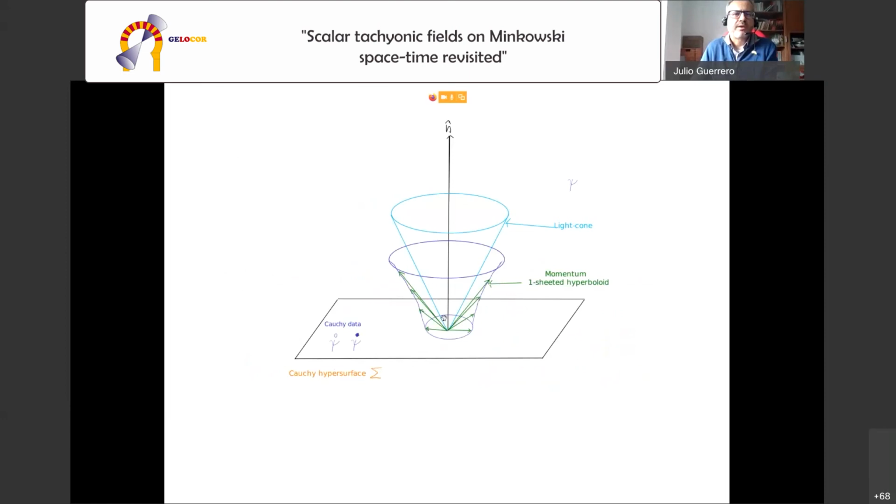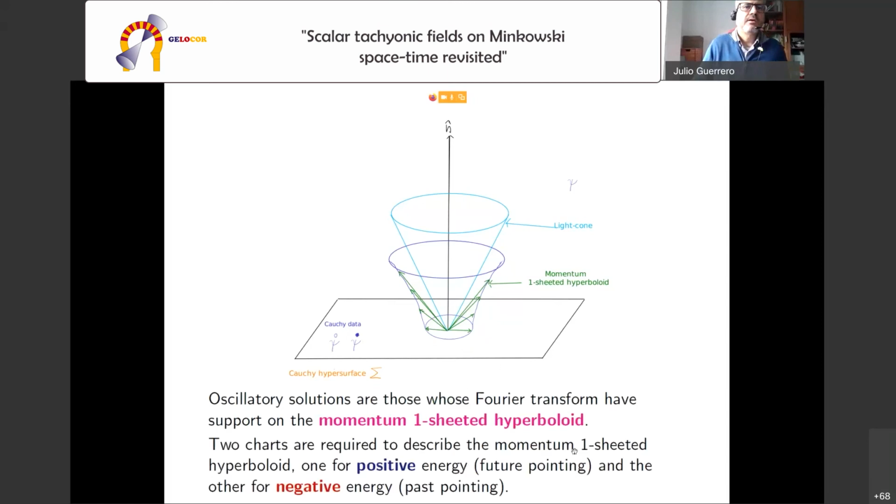In this case, the geometry is this one. The momenta of the tachyonic solution lie on a one-sheeted hyperboloid, which is not compact, but shares with the sphere the fact that you need two sheets of it. You need the upper part, which is the future, and the lower part, which is the past, to describe an arbitrary solution. So you cannot restrict to the positive part, which is positive energy fields, or to the negative part, because this is not Poincare invariant. So you need both of them. And so tachyonic solutions share this feature with solutions of the Helmholtz equation.